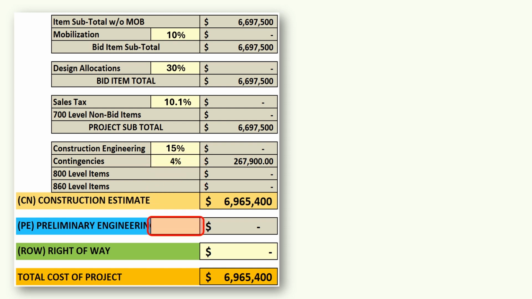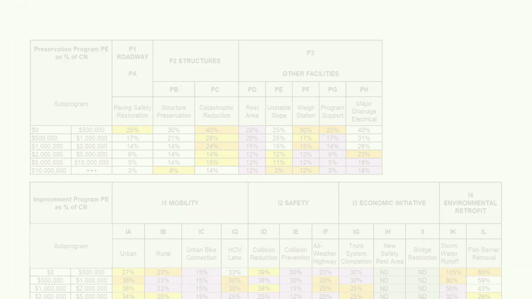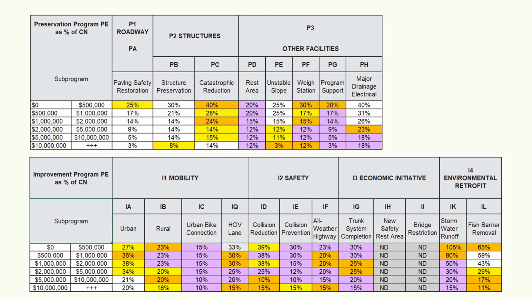Next, preliminary engineering are the funds for the entire design phase. It is estimated based on a percentage of the construction estimate. This percentage will vary by type of work and total dollar amount of the contract. See the Info CE% tab at the bottom of the worksheet for guidance. Identify your work program and your project cost range to get your preliminary engineering percentage.